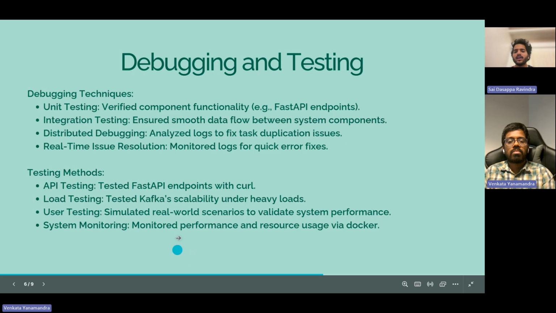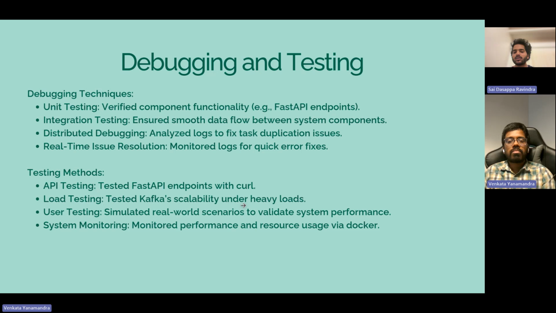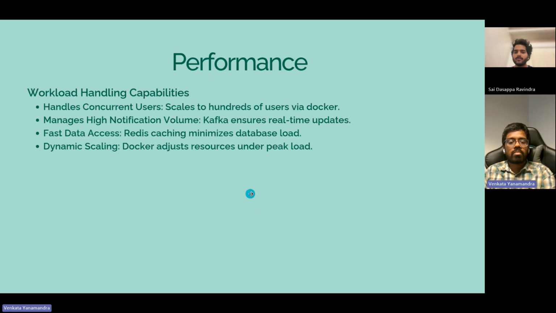quick error fixes. Testing approaches involve A/B testing to test FastAPI endpoints with curl commands, load testing to test Kafka scalability under heavy loads, user testing to simulate real-world scenarios to validate performance, and system monitoring to monitor performance and resource usage via Docker. Next, the working system will be explained by my teammate Venkat.